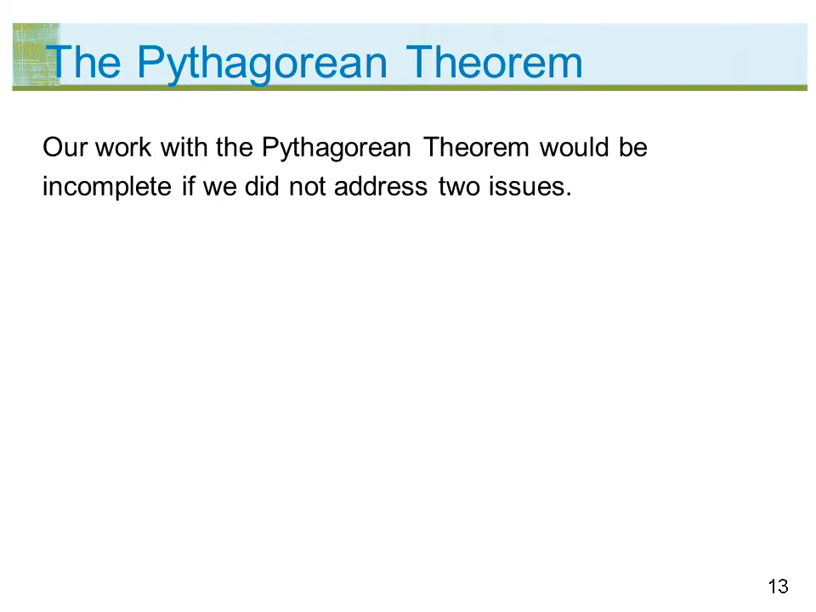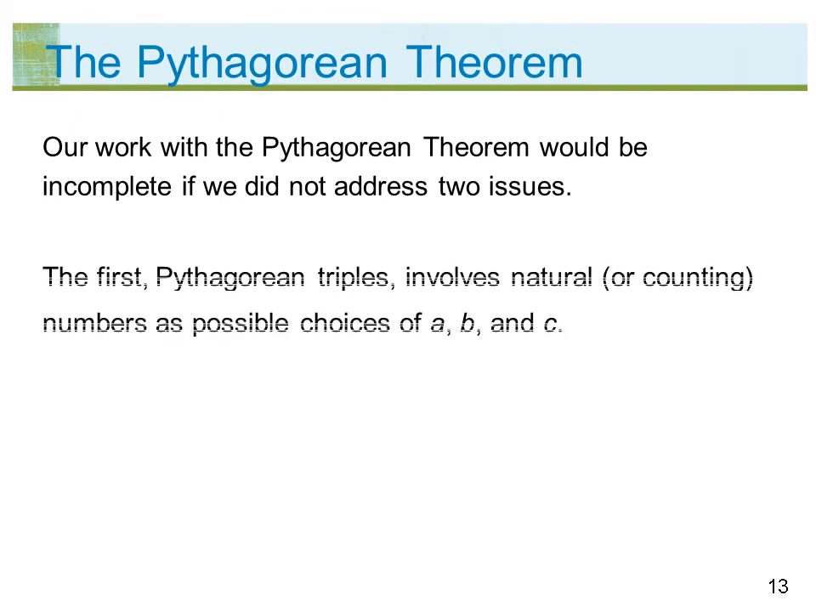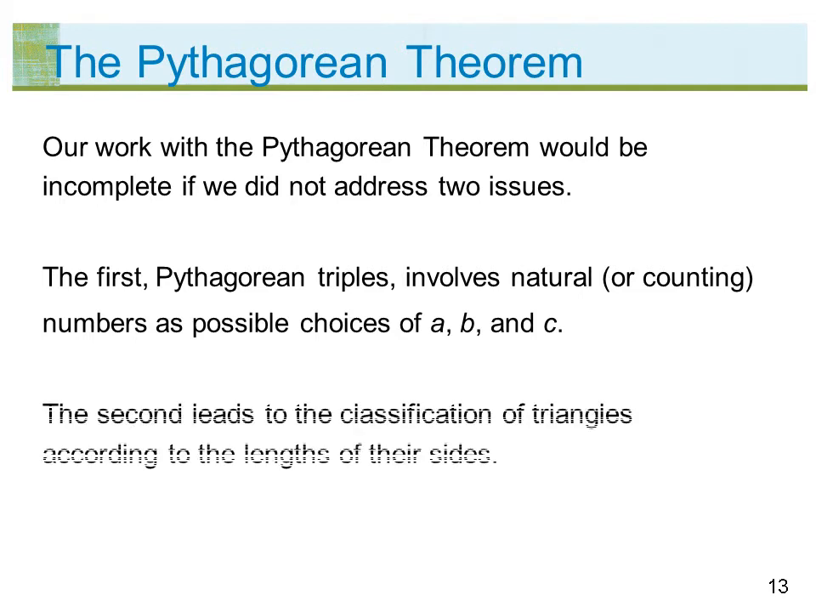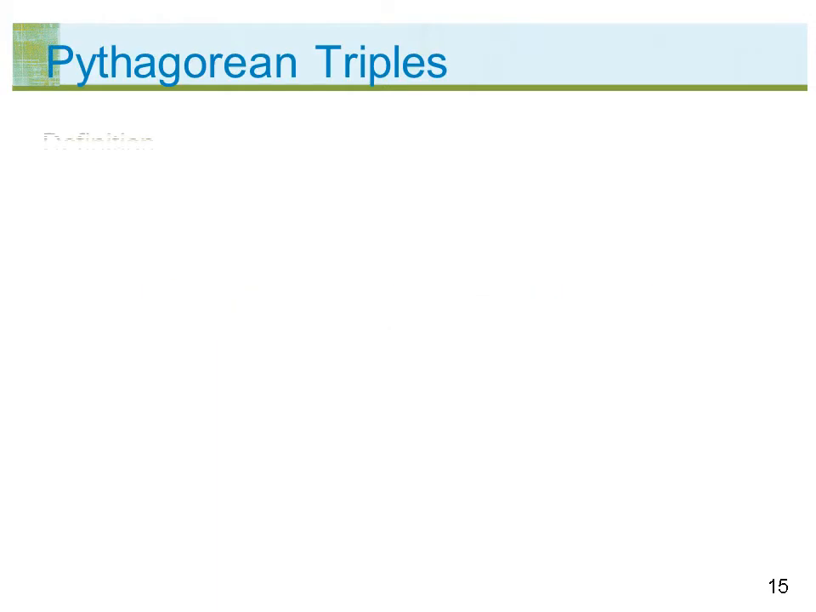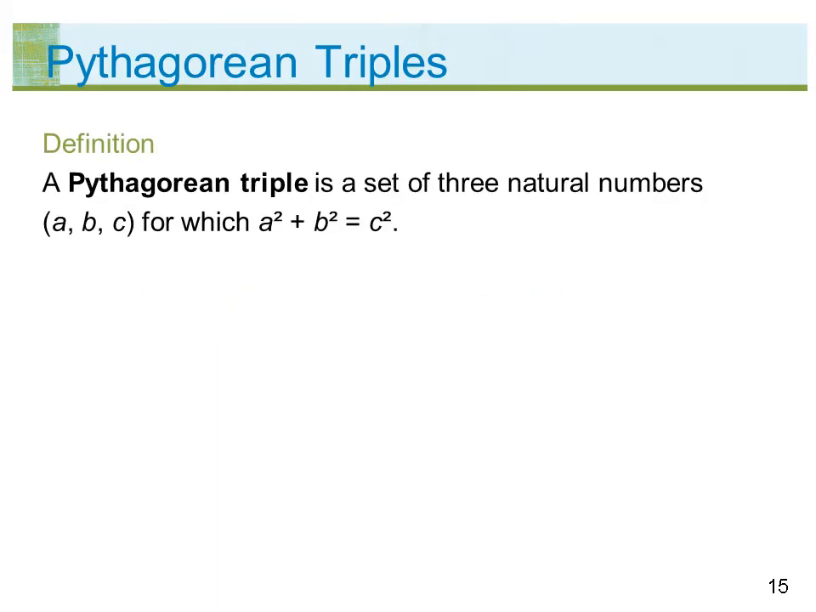Our work with the Pythagorean theorem would be incomplete if we did not address two issues. The first, Pythagorean triples, involves natural or counting numbers as possible choices of a, b, and c. The second leads to the classification of triangles according to the lengths of their sides. Definition: A Pythagorean triple is a set of three natural numbers (a, b, c) for which a squared plus b squared equals c squared.